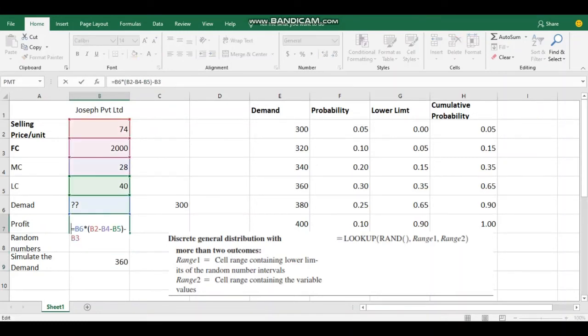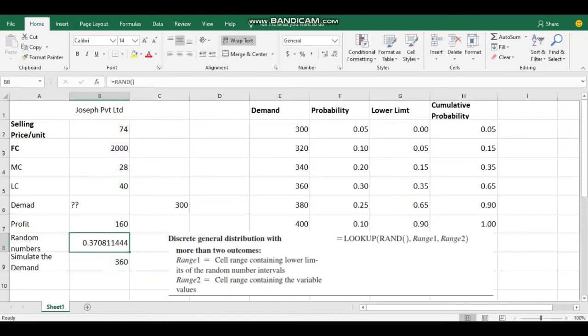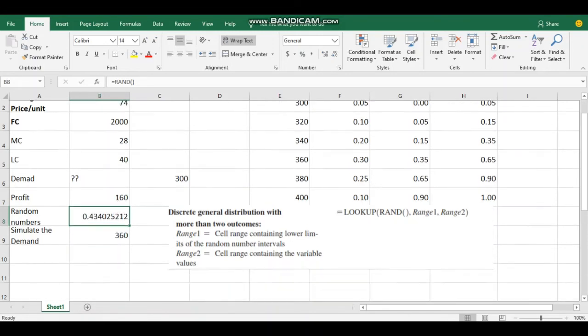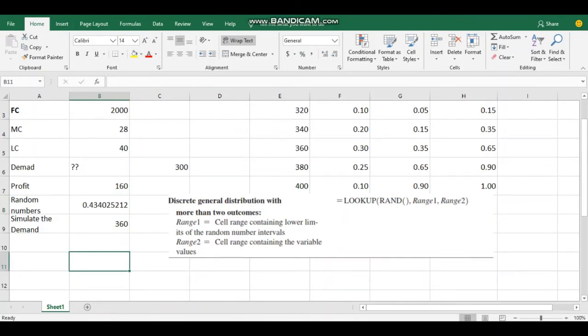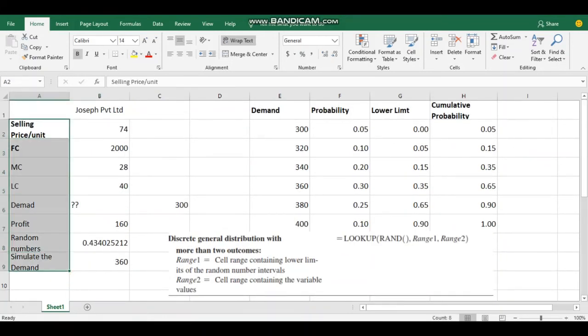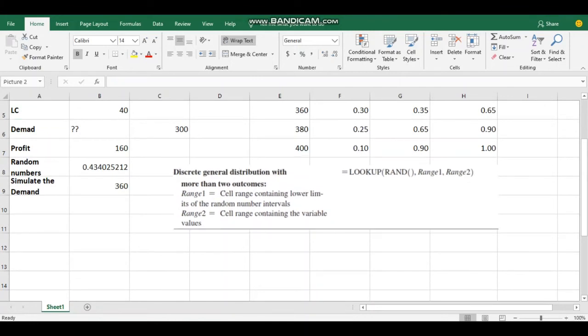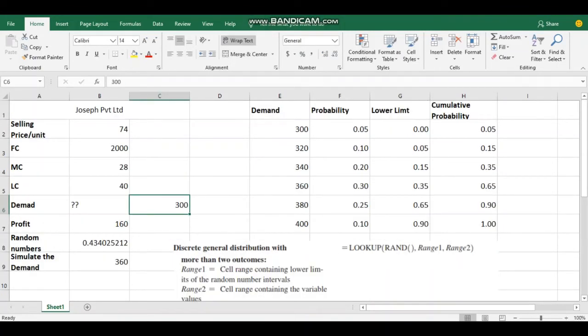Now, how do we calculate profit? Everything will be the same except the demand. For demand you now take this simulated demand. Now keep on pressing F9, and you get these simulation values. This is the simulated demand. Now, what can you do with this simulation? You can iterate and generate about 10,000 iterations, in order to see the probability of making a loss or profit.